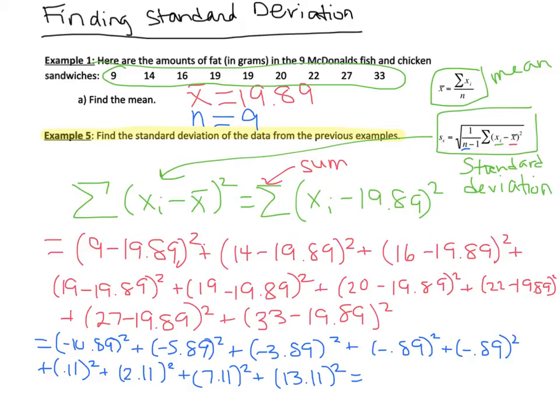You are technically not required to know it, but it's a good idea to make sure you know it. Each of these values, like the negative 10.89, which I got from doing 9 minus 19.89, is what we call a deviation. The deviation is the distance from the mean. The standard deviation is the standardized distance from the mean for all of the values. So what we're doing is finding the distance from the mean for every single value.